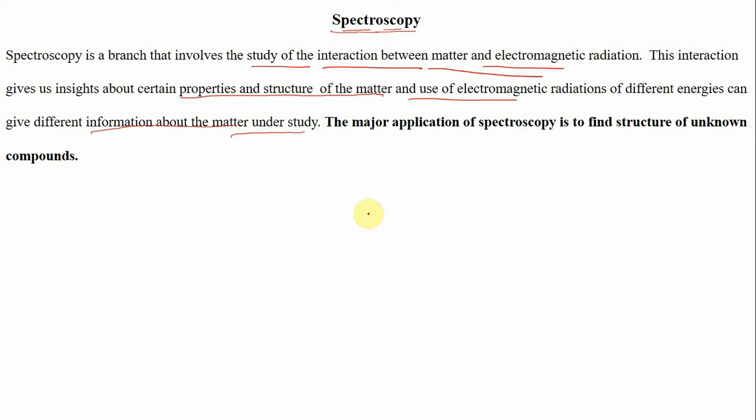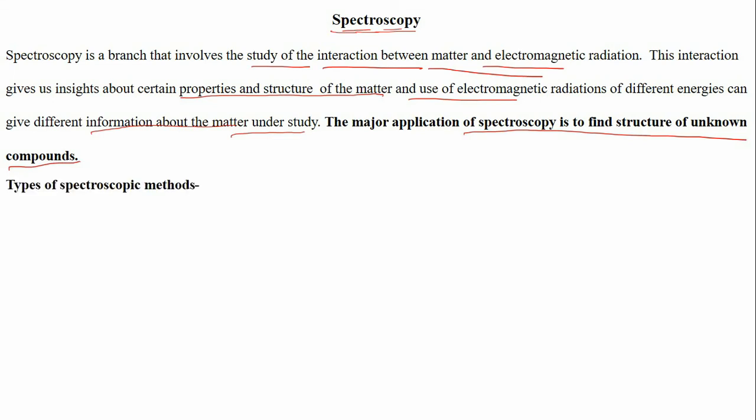And the major application of this spectroscopy is to find out the structure of unknown compounds. This is used in organic chemistry. Basically, it is used to find out the structure of unknown compounds. For example, if we have any unknown compound whose structure is not known, we can use spectroscopy to find out its structure.